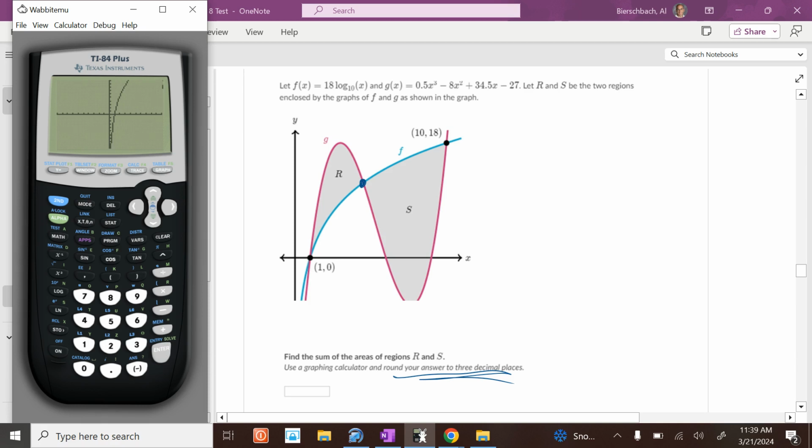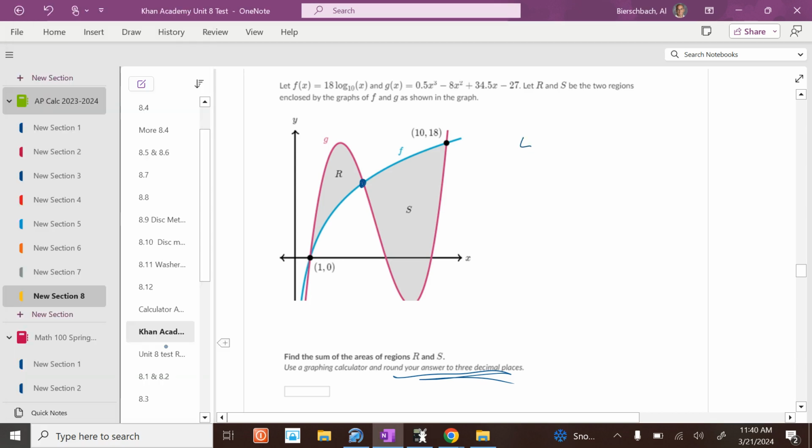And then this goes over a little ways. So I'm going to change my window to -2 to 20 and -10 to 20 is fine. Graph. So that goes that way and that like that. Okay, so I got to find out where they intersect. Second trace 5. Figure out where they intersect. So go close to the intersection and push enter, enter, enter.